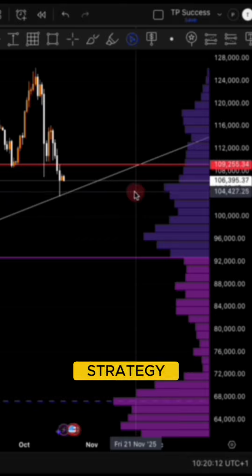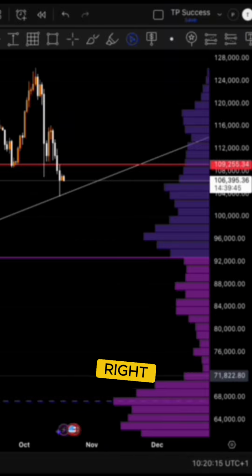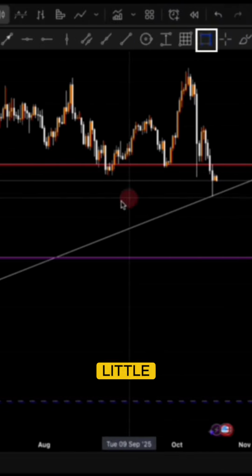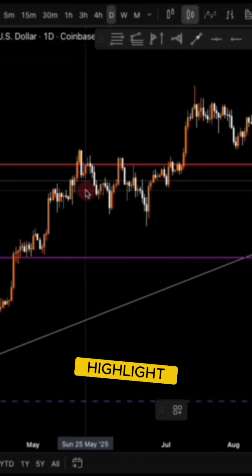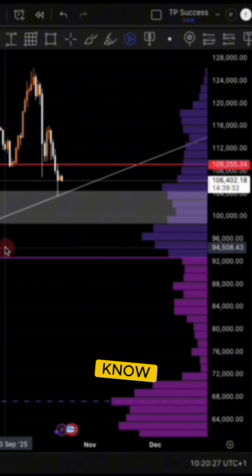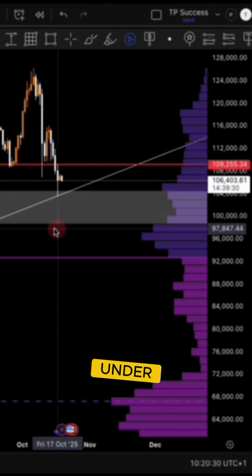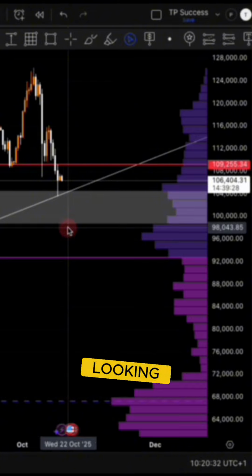So how my strategy works is this. I will mark out this area right here. I'm just going to get the box tool, and we're going to highlight this area right here. And we now know that if we get a close under this, we should be looking for sales.